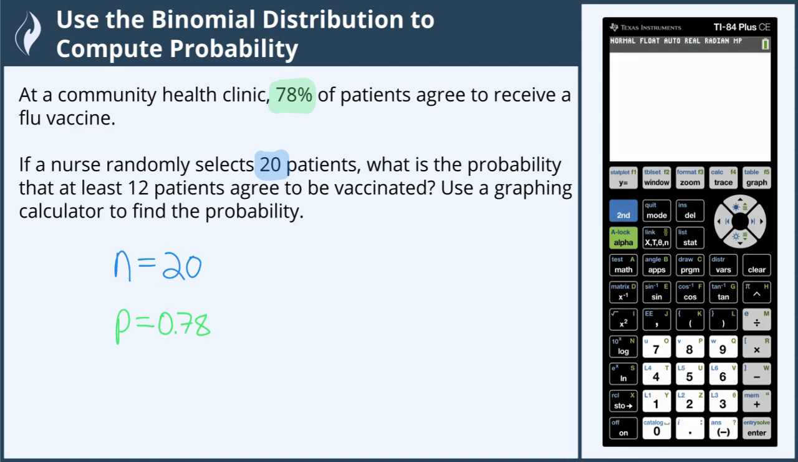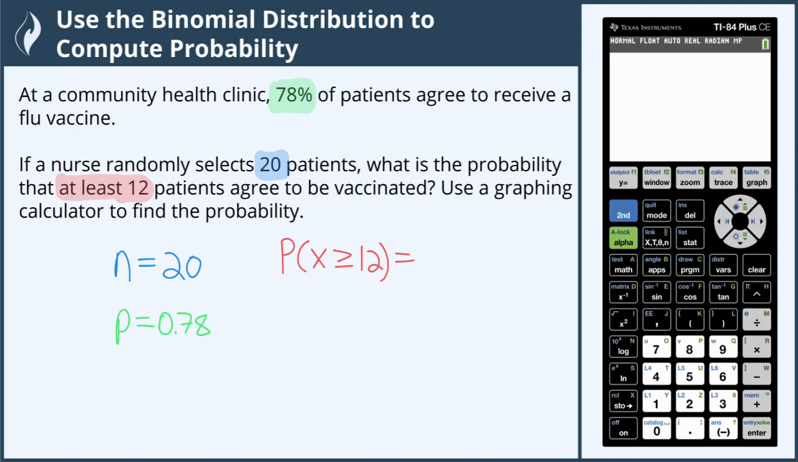Now, this problem doesn't want us to just find the probability that exactly a certain number is going to be vaccinated. It's looking for at least 12 patients to be vaccinated. So we're finding the probability that X is greater than or equal to 12. Now, in our calculators, though, we aren't able to find greater than or equal to directly. We are going to be able to find less than or equal to.